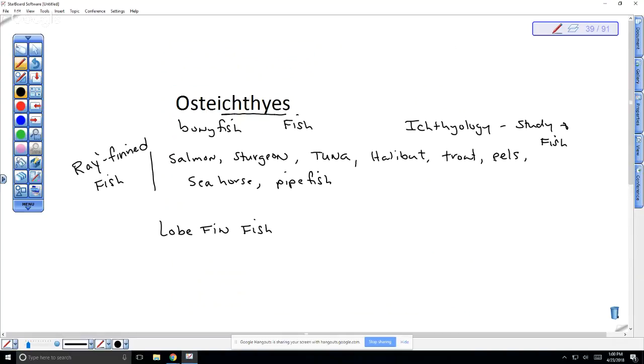So the lobe fin fish, there's very few of these. They're down in the bottom of the ocean, and they use their fins to kind of move around. So the lobe fin fish have bones out into their fins, so they kind of move around on the bottom of the ocean. Now I forgot to mention the walking catfish.